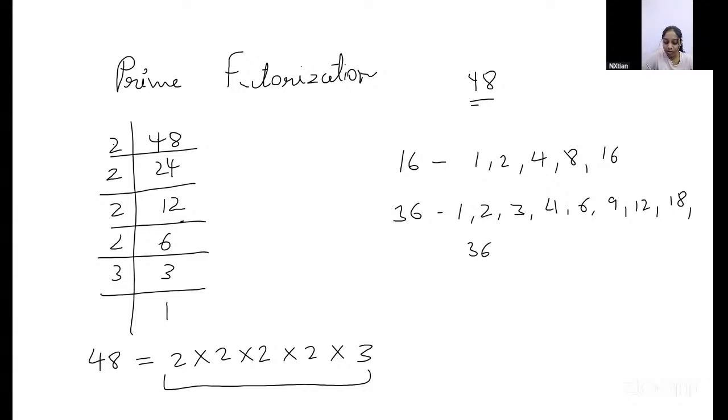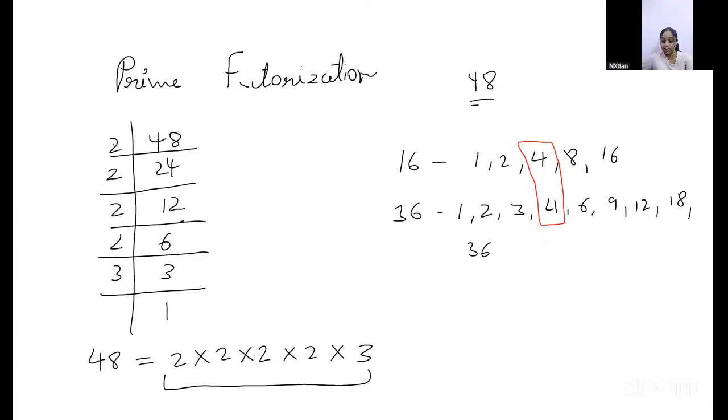So the main difference between prime factorization and HCF is that LCM and HCF are done for two numbers, while prime factorization is only done for one number, to find out the prime factors. But ma'am, in this method, you're only finding the prime factors.